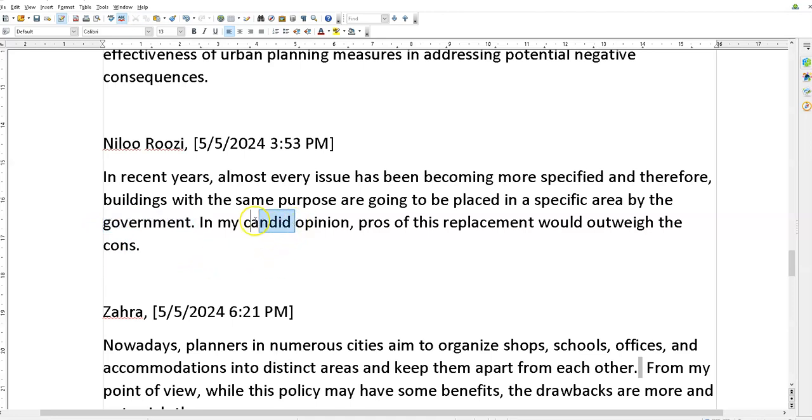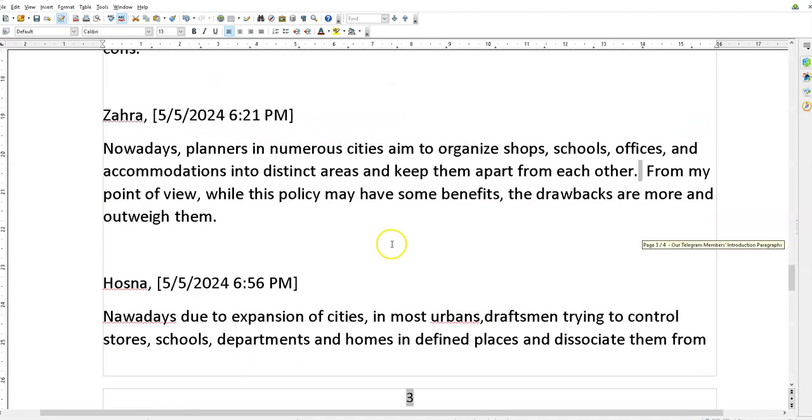In my candid opinion, and why is it candid? Pros of this replacement would outweigh the cons. So, you've answered the question, but you haven't really said what the pros might be. And that's not really the same wording as the topic, so you need to be careful there. Now, aim implies some future intent. If you look at tend, it means present simple, what they do now. So, be careful there.